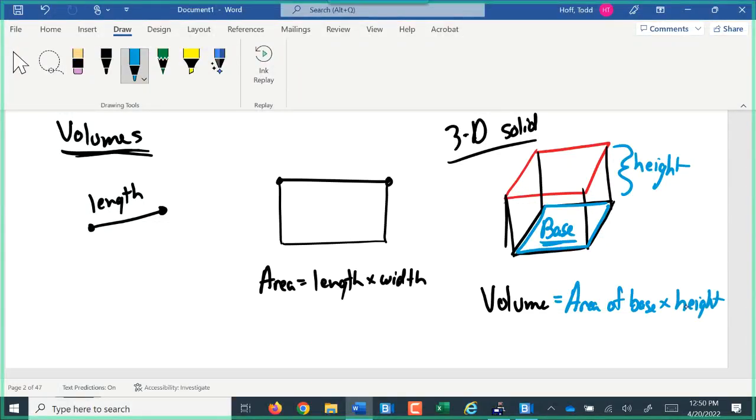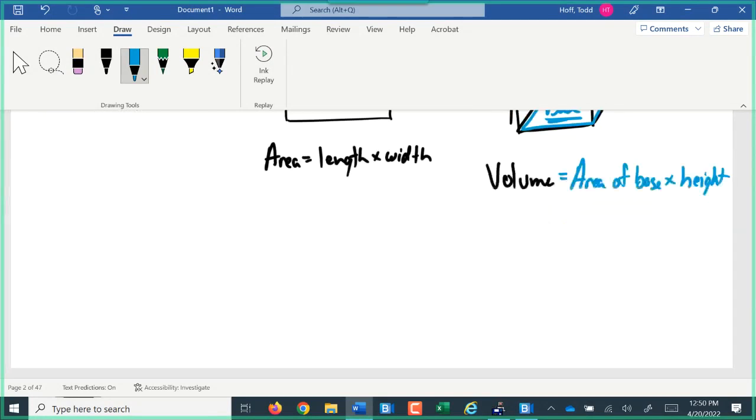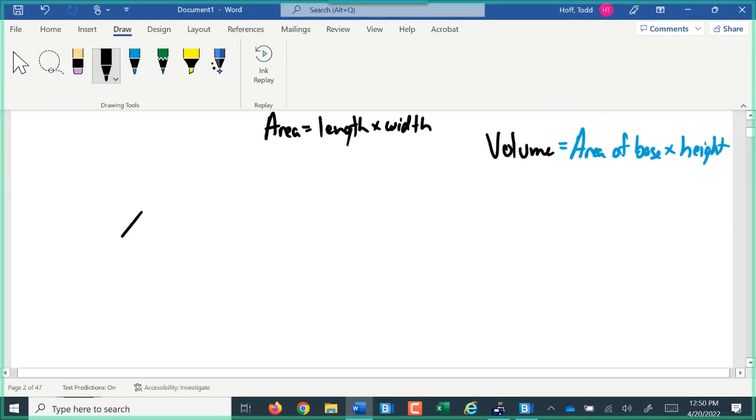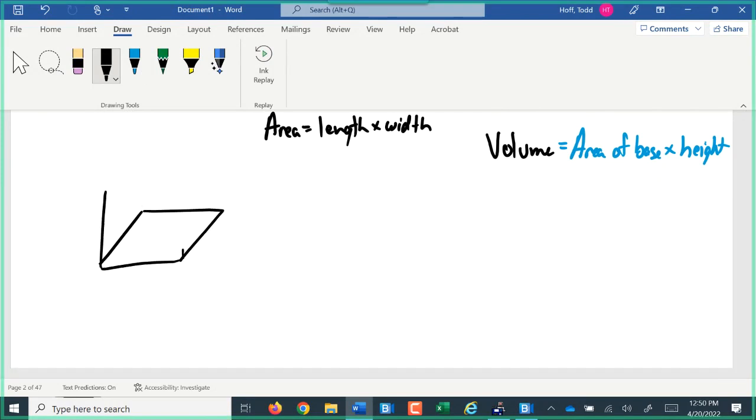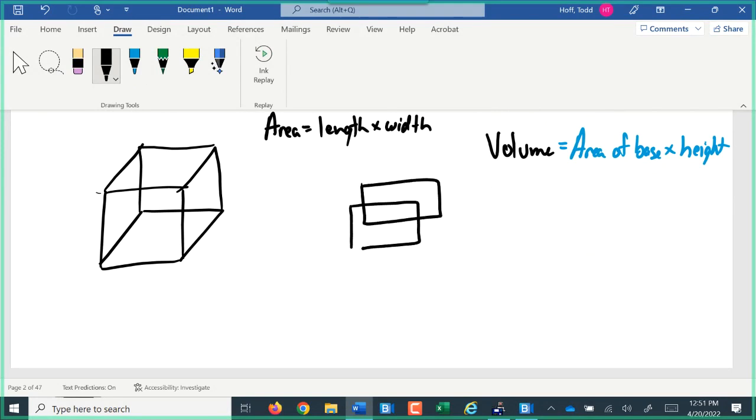Now the word height can be a little deceiving because the distance moved isn't always vertical, isn't always up and down. Well, let's take a look at an example here. Now, if you're having trouble drawing those boxes, here's a shortcut. Draw a rectangle, another rectangle offset, connect the corners.